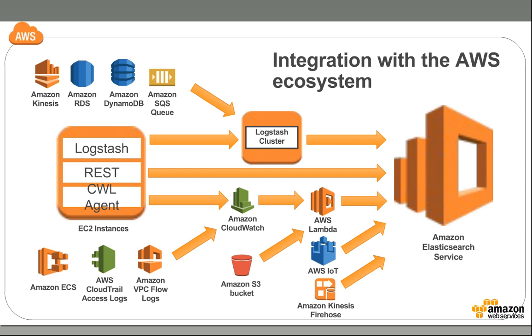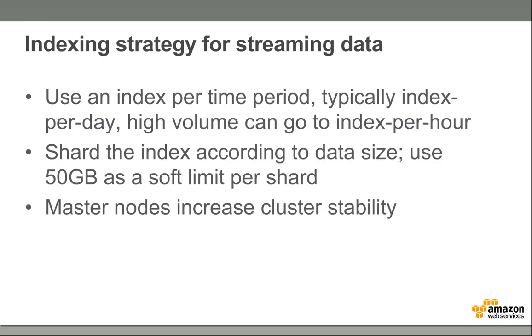I'm highlighting here that CloudWatch integration actually uses Lambda. Lambda is another great way to get data into the Elasticsearch service. So if you're putting data into an S3 bucket, you can trigger a Lambda function to write that data into Elasticsearch service. For other direct integration, we have integration with IoT and Kinesis Firehose, as well as CloudWatch logs. So many different ways to get data into the Elasticsearch service.